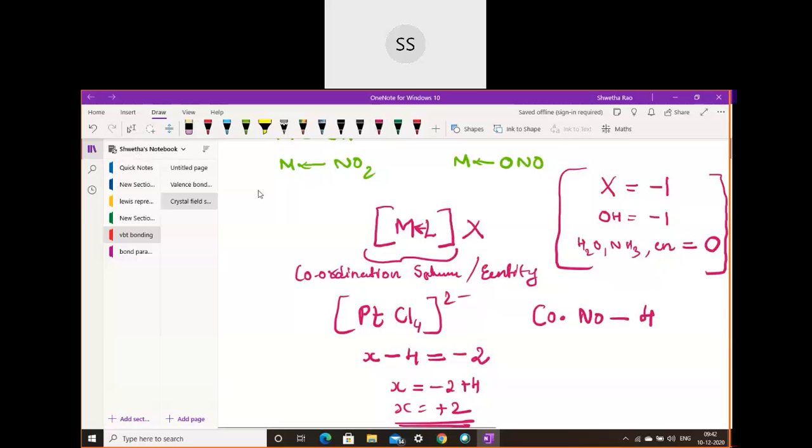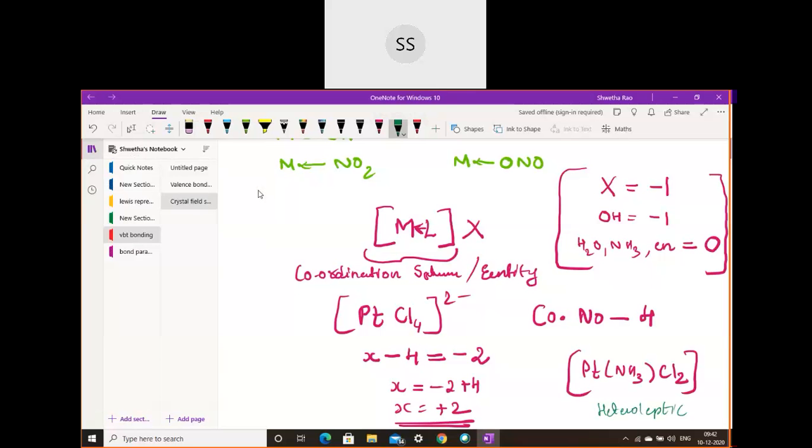So here I am taking platinum as X because we don't know the oxidation state. We can calculate it now. There are 4 chlorides, so minus 1 into 4 is minus 4, because the oxidation state of chloride is minus 1. The whole charge on the complex is equal to minus 2, so I write minus 2 here. So X minus 4 equals minus 2, which gives minus 2 plus 4. So X is equal to plus 2. Yes, plus 2 is the oxidation state, correct. This is how you calculate.